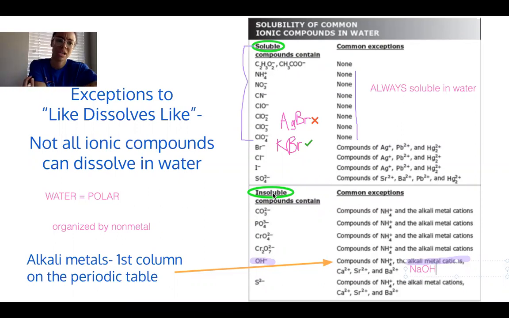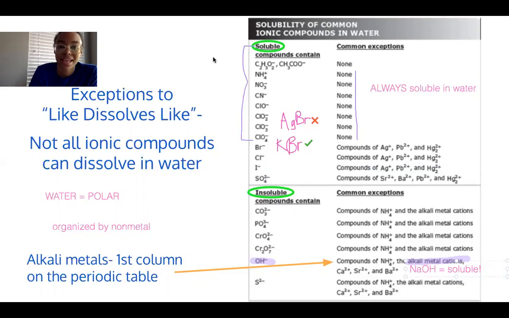And if you recall our double precipitation lab, that is sodium hydroxide. That is the compound we used. We dissolved it in water, and it, in fact, is soluble in water. So it is an exception to being insoluble. Okay, so that is how this chart works.